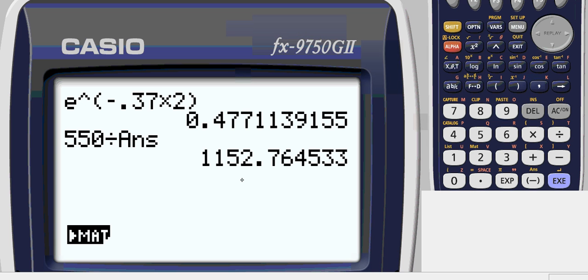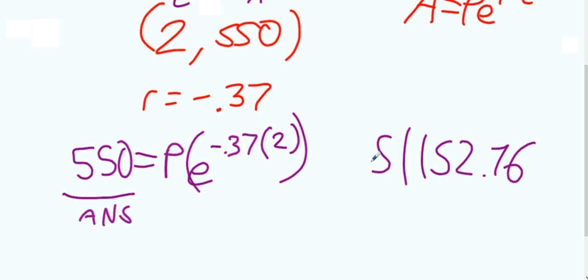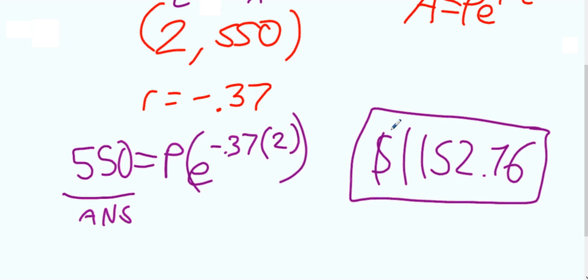So that means it was originally worth $1,152.76. That was the initial value of it.